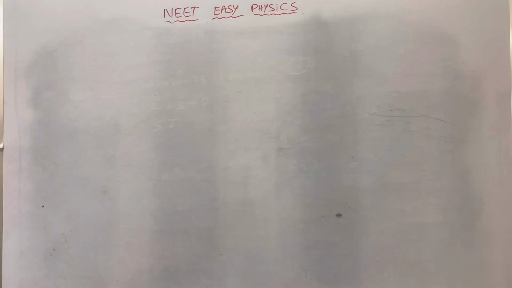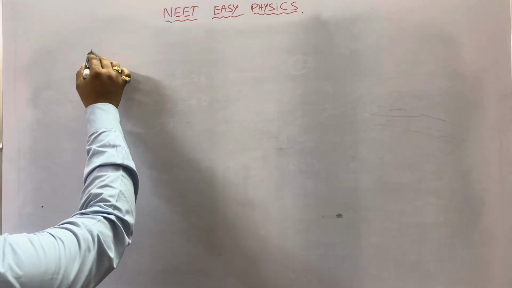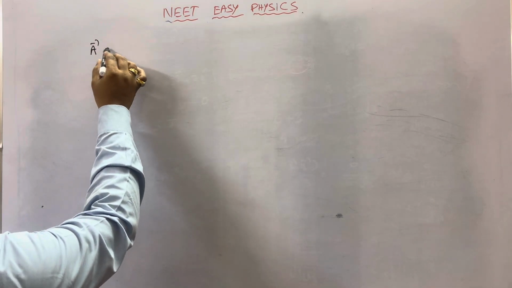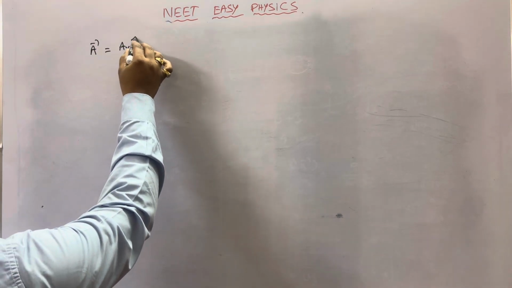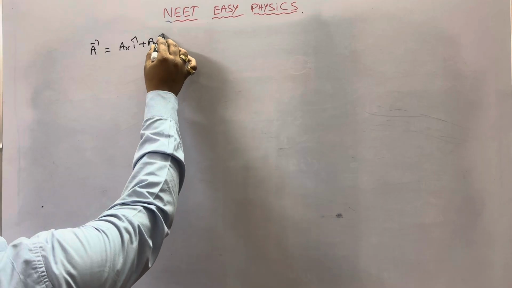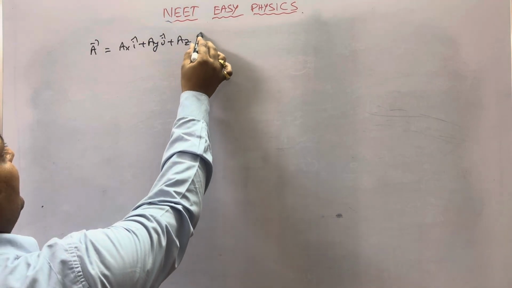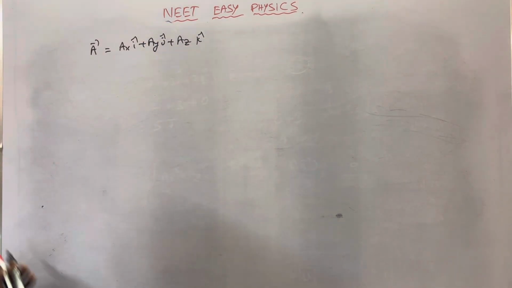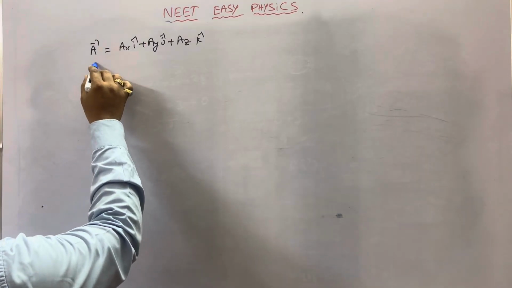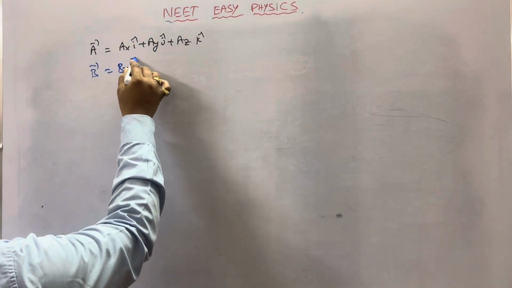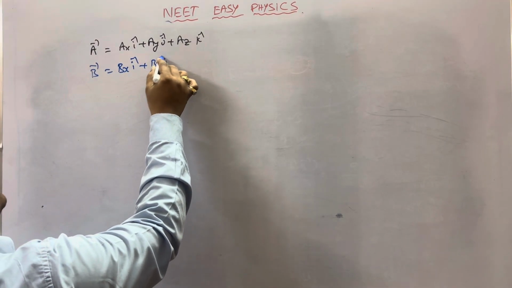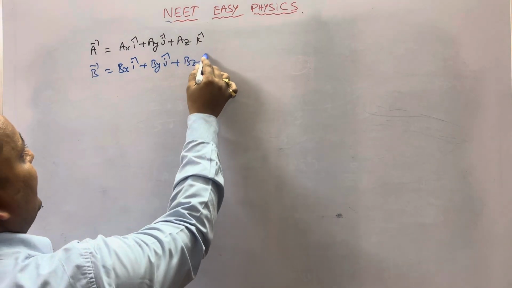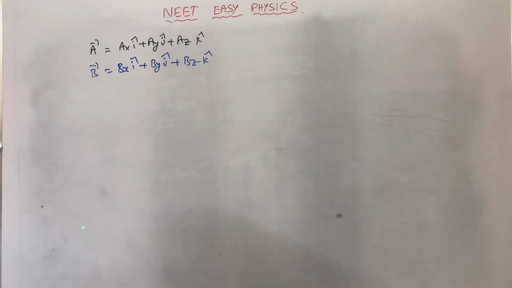Now, we will see the cross product or vector product of two vectors. So, A bar is Ax i cap plus Ay j cap plus Az k cap, and B bar is Bx i cap plus By j cap plus Bz k cap. Then how are we going to do the cross product or vector product of these two?